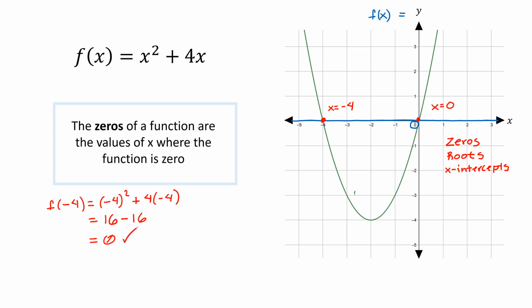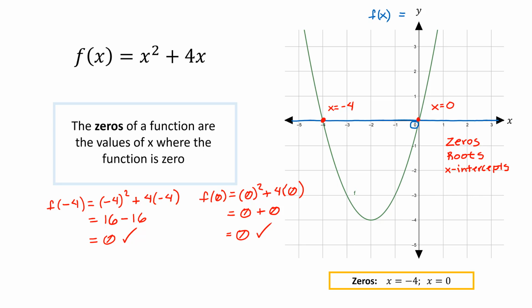Now let's check with 0. When x is 0, the function is the square of 0 plus 4 times 0. The square of 0 is 0. 4 times 0 is 0. That means that 0 is also a 0 of this function. Okay, so now we know that the zeros of the function x squared plus 4x are x equals minus 4 and x equals 0. Now, that doesn't mean that all functions have zeros.